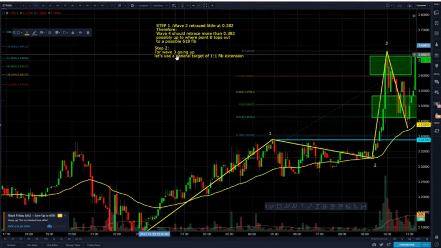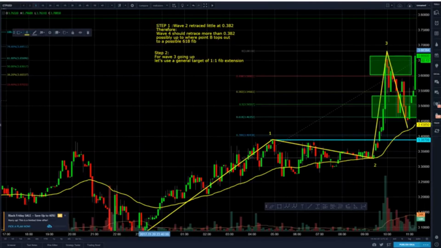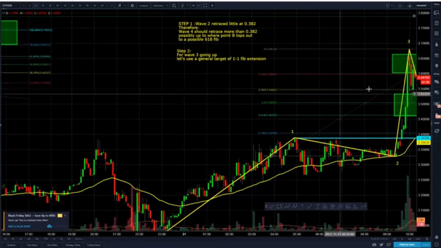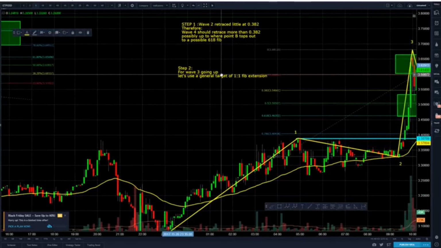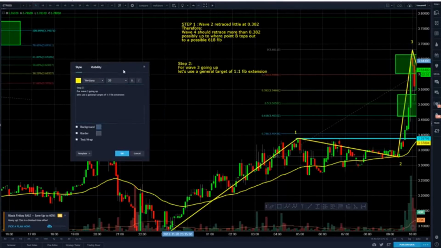So now we're going to do a few more rules. And this is the step 3 rule. And this step 3 rule is pretty awesome. So now that wave 3, sorry, I skipped a step actually. For wave 3 going up, let's use a target extension of 1.1. And we're gonna do this.